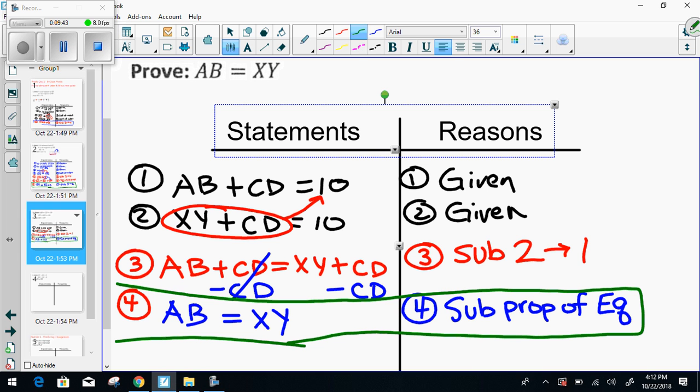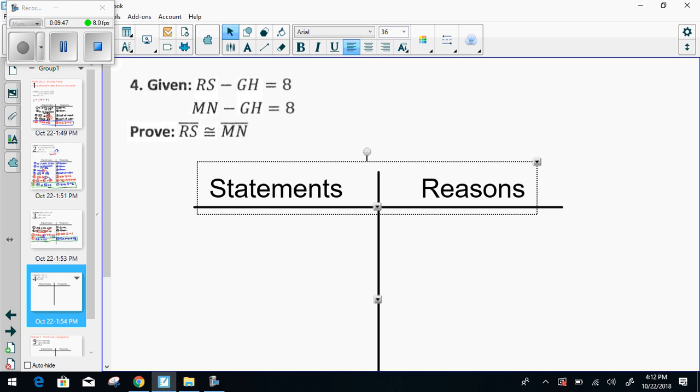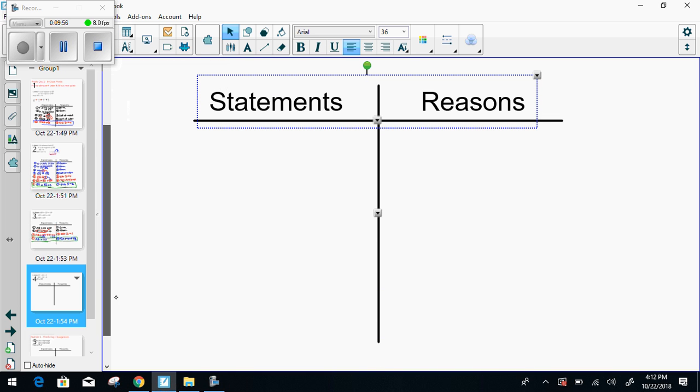Let's go to proof number 4. Proof number 4 is actually identical to proof number 3. So you know what? I'm going to let you guys go ahead and do that one by yourselves. Please do that one for homework.